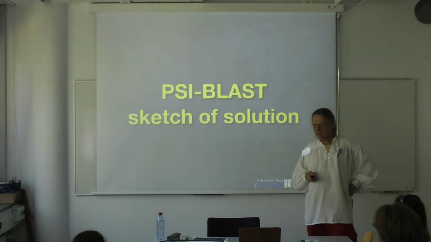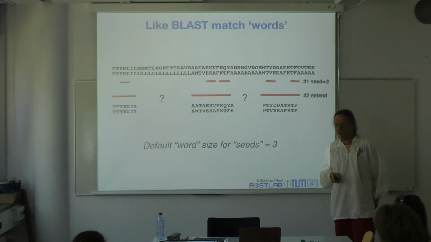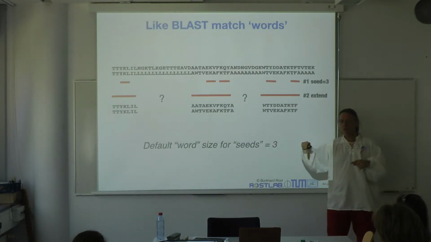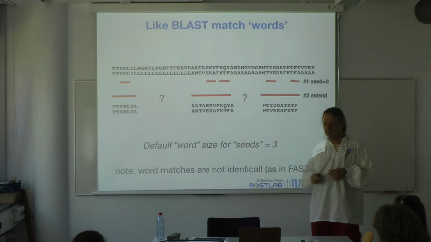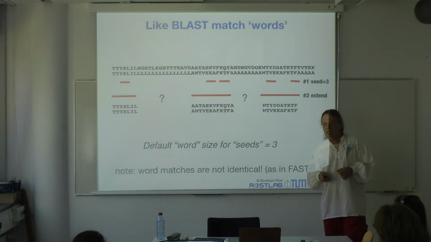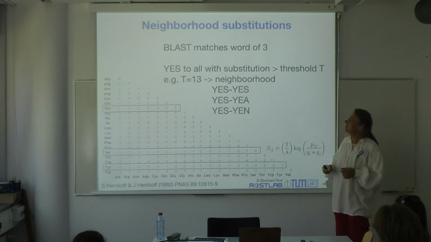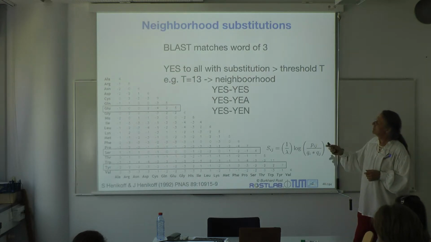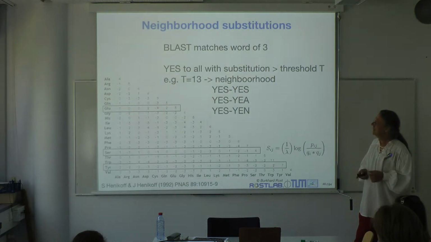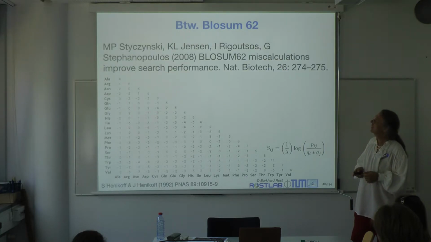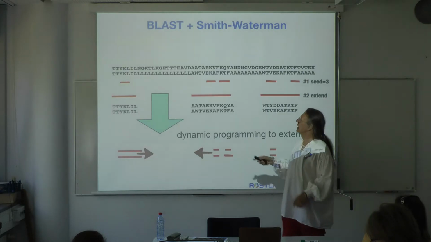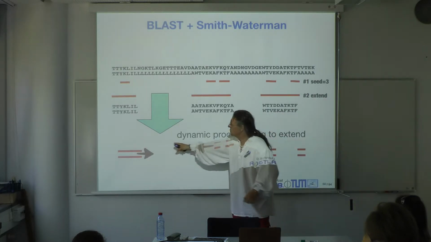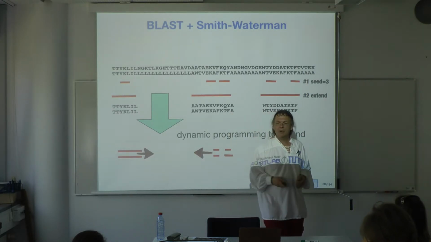The sketch of the solution is very simple. You begin with a fast hashing. So the fast hashing, essentially you find the words. Then you have the issue of how to extend the words. There's the original extension that uses a neighborhood substitution extension in the way we did before. I'm not going to go into the detail here. The improved version over that now is the dynamic programming. So in between the matches you do dynamic programming.